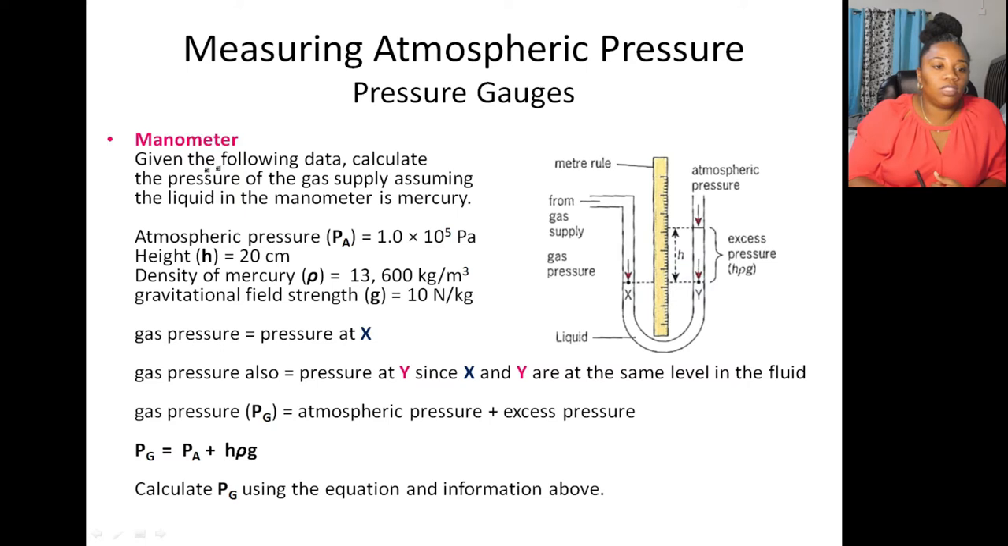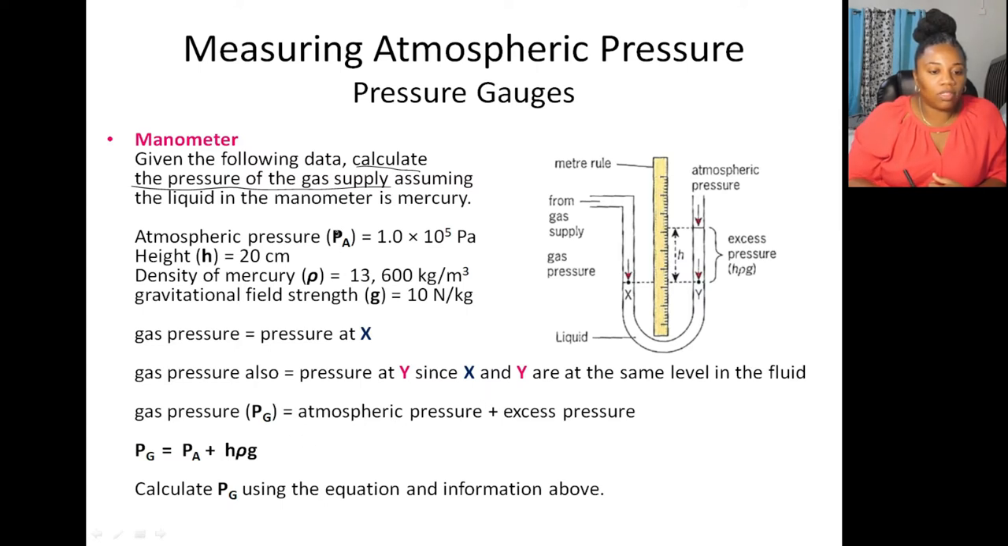right? So given the following data, calculate the pressure of the gas supply, assuming the liquid in the manometer is mercury. And so we have the atmospheric pressure is this, the height is 20, the density of mercury is that, and the gravitational field strength, g, is this. So what is it to calculate again? Calculate the pressure. So we're calculating the pressure of the gas supply. Okay, so we must include the atmospheric pressure as well.